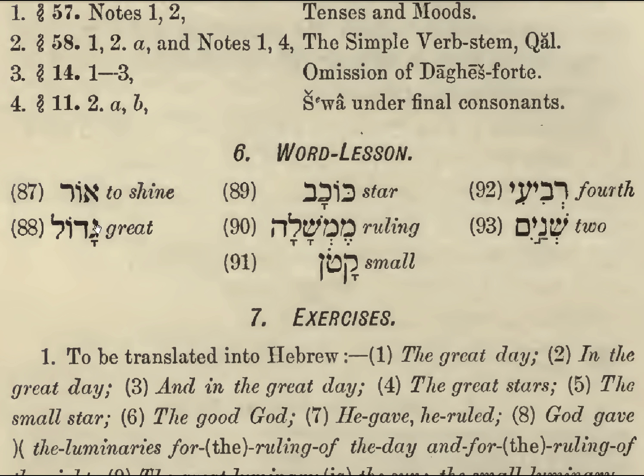Some words: or, to shine. Gadol, great. Kochab, star. Memshala, ruling. Katon, small. Rubingi, fourth. Shenayim, two.